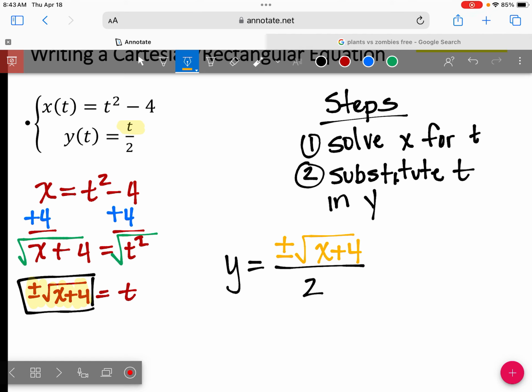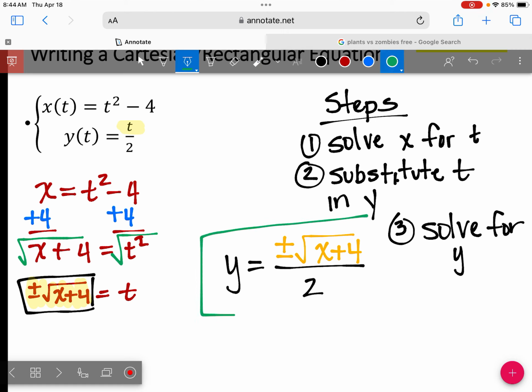Now, the third step is to solve for y, but this is already solved for y. Sometimes your y parameter is not solved for y, but in this one, it's already solved for y, because when we look at our equation, do you see how it already says y equals? So that third step is a moot point. I'm just putting it there, but in this example, that's already done. So this is my equation. Notice what I did was I created an equation where I eliminated t, just like we did when we graphed it. The last step, which is going to jog your memory, is you have to write the domain.